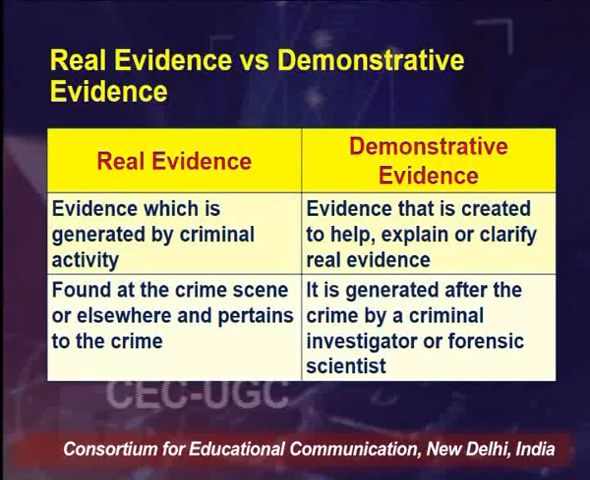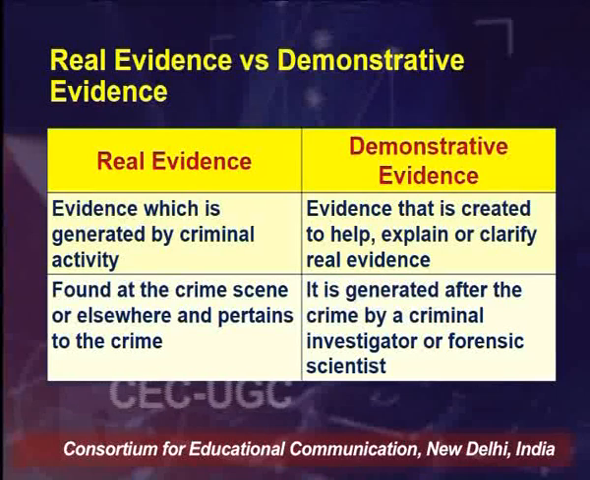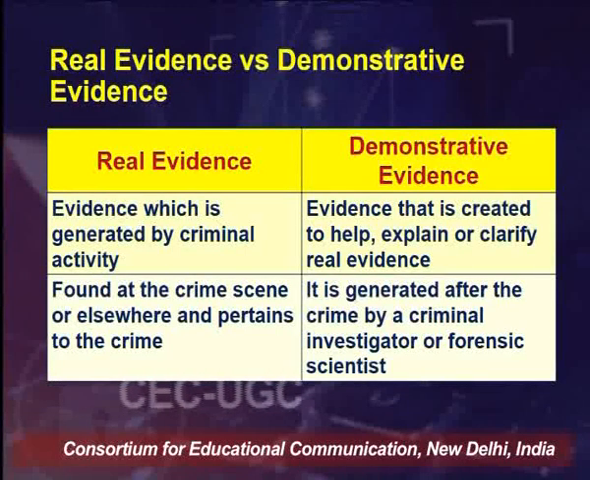Now the second is real evidence versus demonstrative evidence. Evidence which is generated by the criminal activity is the real evidence, and evidence that is created to help explain or clarify real evidence, we call it demonstrative evidence. Real evidence is usually found at the crime scene or elsewhere, and it pertains to the crime. That means it is related to the crime. Whereas the demonstrative evidence is generated after the crime by a criminal investigator or a forensic scientist.